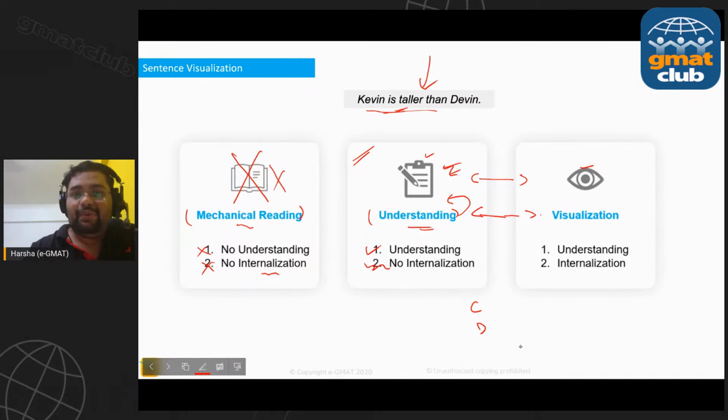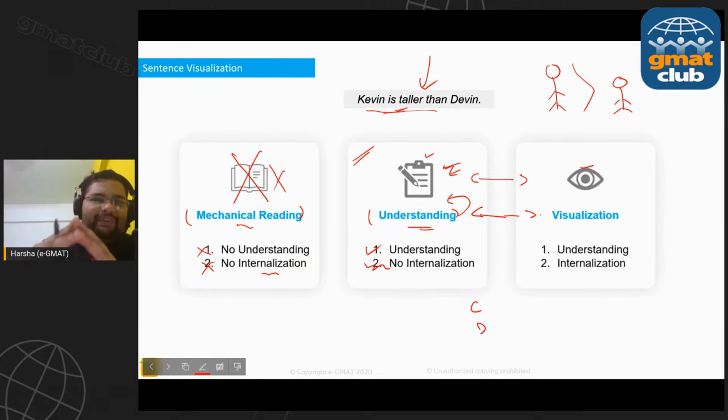For example, you can practically visualize a Kevin and a Devin, and you can see that Kevin is taller than Devin. I should have added legs as well. So when you read it, that picture is forming in your brain. And then your internalization also typically happens because that image is there in your brain. You're not reading it from a pure logic lens. You're using your brain to actually picturize that. So I hope this difference between visualization, understanding, and mechanical reading is very clear.